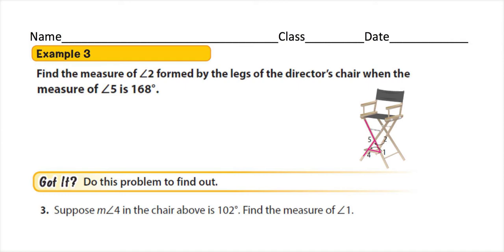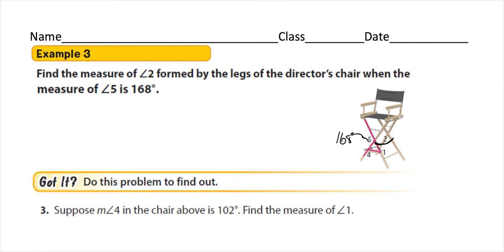All right, for example 3, it says, find the measure of angle 2 formed by the legs of the director's chair when the measure of angle 5 is 168 degrees. Okay, so in this case right here, we know that this part is 168. Well, we're supposed to find what the measure of angle 2 is, which is right here on the other side.